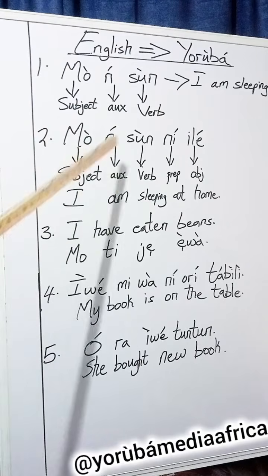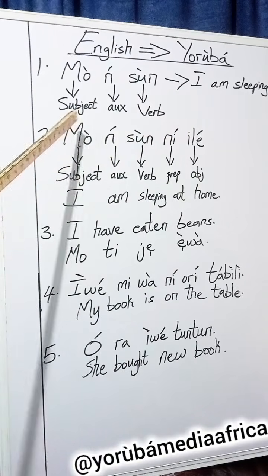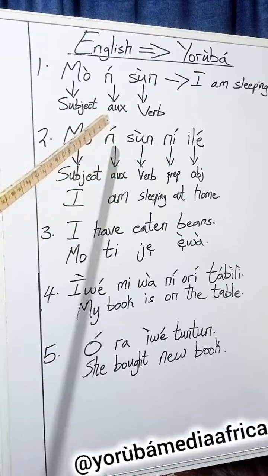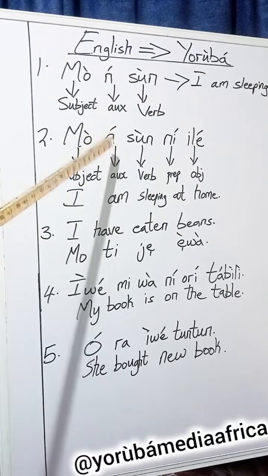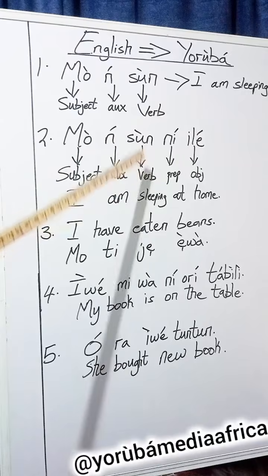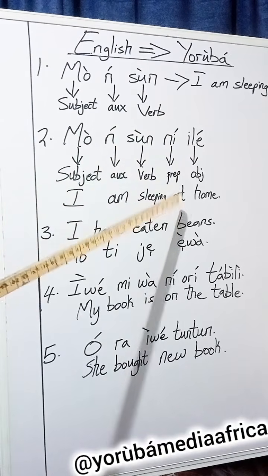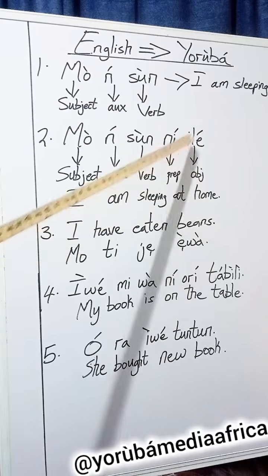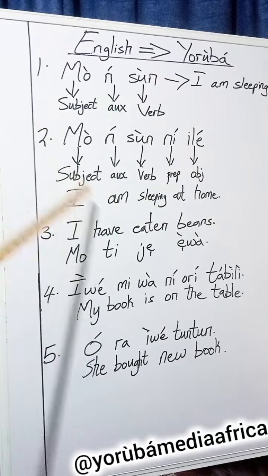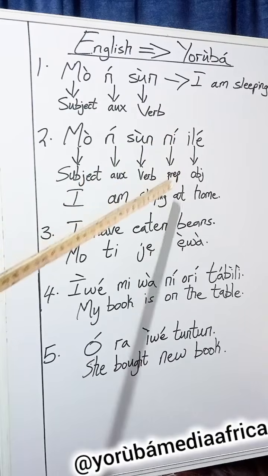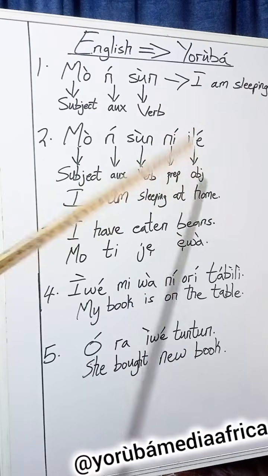Look at this one. Mò ń sùn ní ilé. Here we have the subject, I, the auxiliary verb, am, or the tense marker. Sleeping, sùn. Ní, at, home, ilé. I am sleeping at home. Mò ń sùn ní ilé. Ní, the preposition here, and ilé, the object.